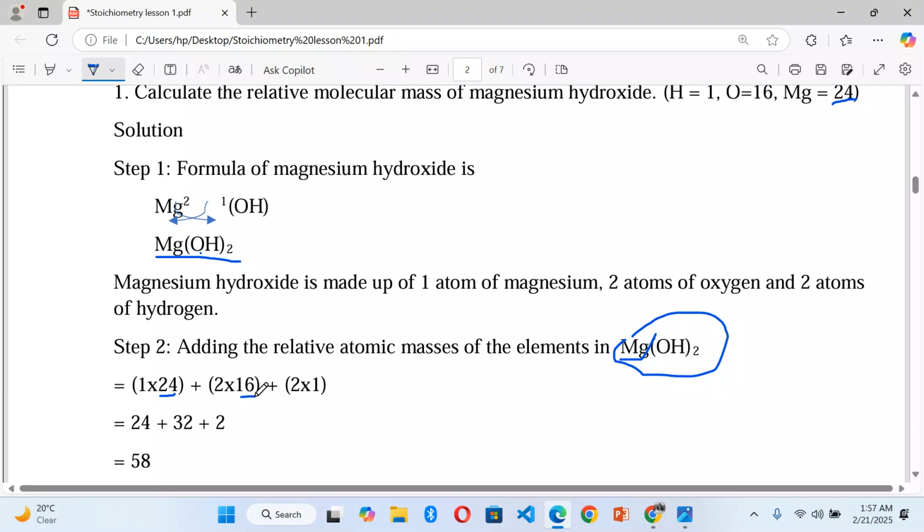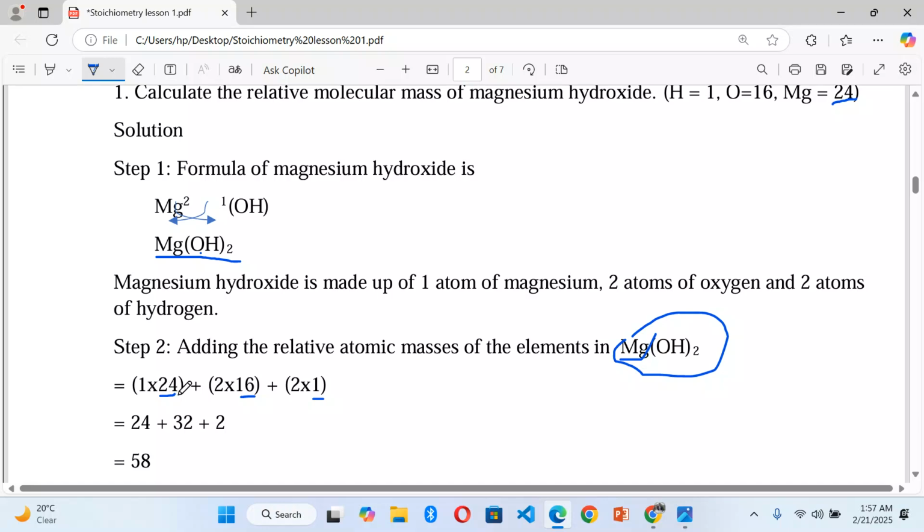Where do you get this one? You can get it from the periodic table. Then we come to hydrogen. Hydrogen also, this 2 is affecting it. Therefore, there are 2 atoms of hydrogen. So we say 2, which is 2 atoms of hydrogen, times 1, which is the atomic mass of hydrogen.